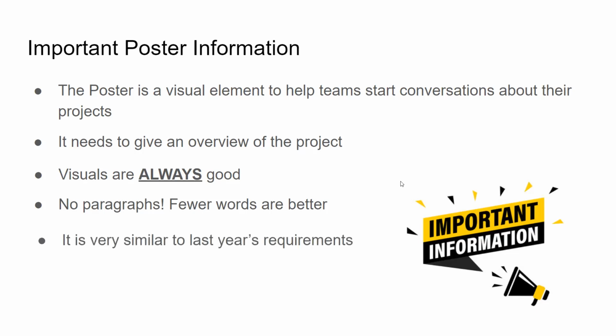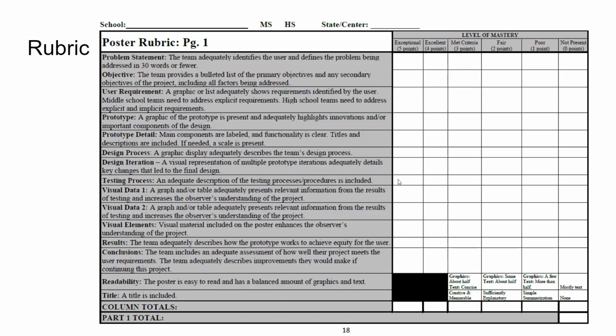And for those of you who have done this before, it is very similar to last year's requirements. So there's not a lot of difference within what we're asking you for the poster. If you haven't seen it already, here's a copy of the rubric. The important thing is, here's our problem statement. And notice that it says 30 words or fewer, so that people can read it, understand it, and then go from there. And the nice thing is this problem statement can be used across all the pieces.